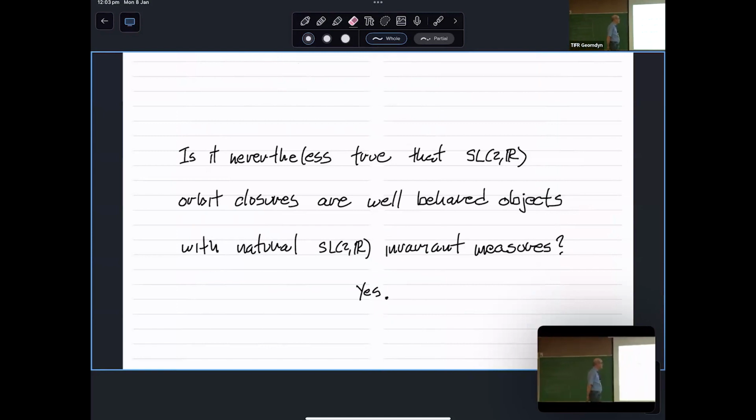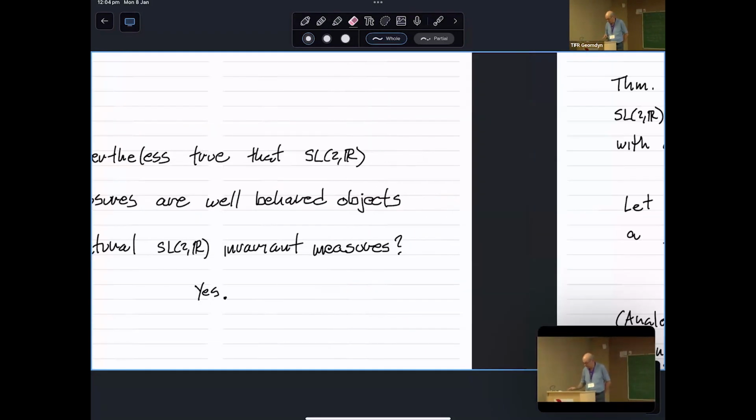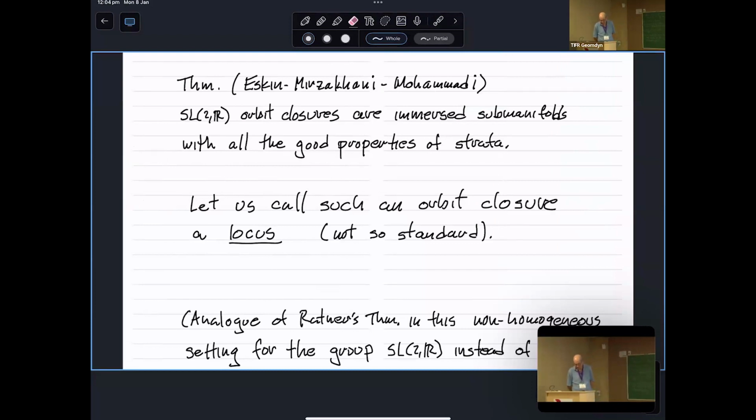Our original plan of having these large circles equidistribute to Masur-Veech measure doesn't work, but we can ask if the orbit closures are well-behaved objects with respect to some natural measure. Is there enough structure left over in these SL2R orbit closures so that we can do our argument? And the answer is yes, and this is a celebrated theorem of Eskin, Mirzakhani, Mohammadi. SL2R orbit closures are immersed submanifolds with all of the good properties of strata. In particular, they have finite invariant measures, which we might call special flat measures, which are SL2R invariant. So we're in good shape to attempt the kind of analysis that we did in the case of the torus, except that it relies on some extension of Ratner theory.